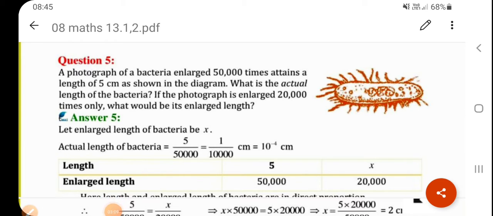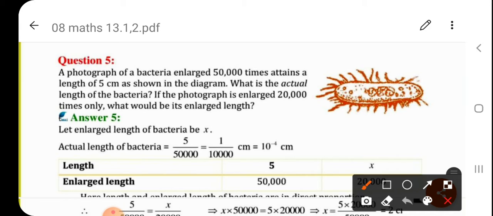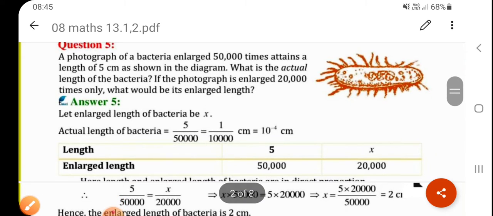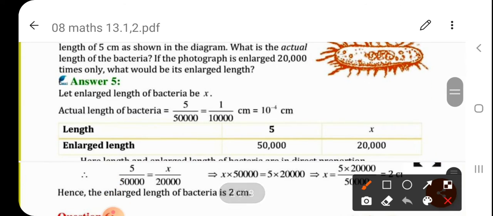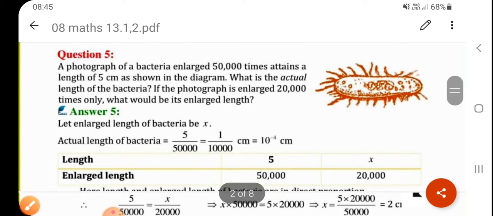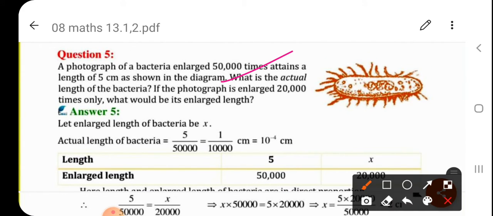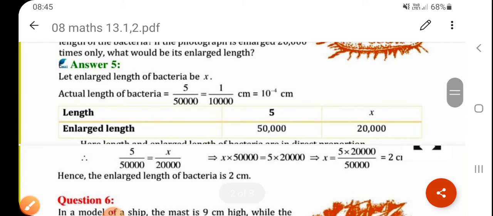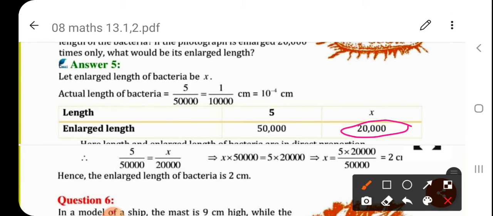Question number 5. A photograph of bacteria enlarged up to 50,000 times attains a length of 5 centimeter. So here, length and enlarged length. When it's 5 centimeter, then 50,000 times you can enlarge it. Then what is the actual length of bacteria if the photograph is enlarged 20,000 times only? What should be its enlarged length? If you extend this length up to 20,000, then what should be its length?